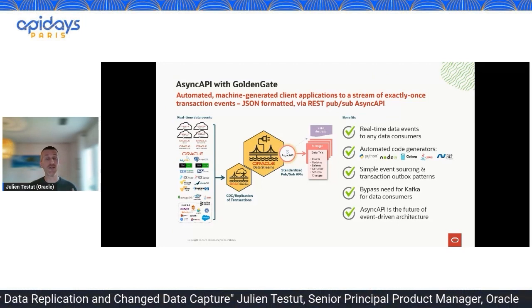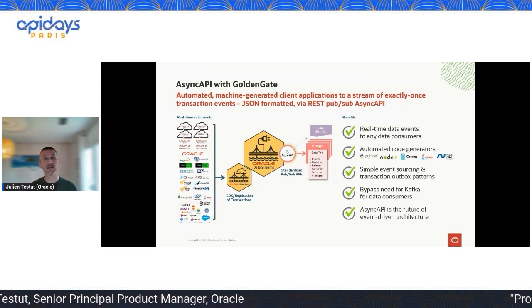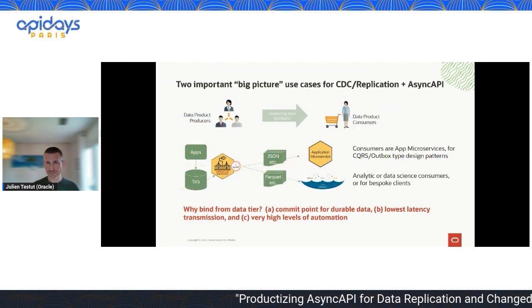So this is really simplifying the way you can consume change data events through GoldenGate. And again, we believe that leveraging Async APIs is the future of the event-driven architecture. So it just makes sense for us to adopt them.